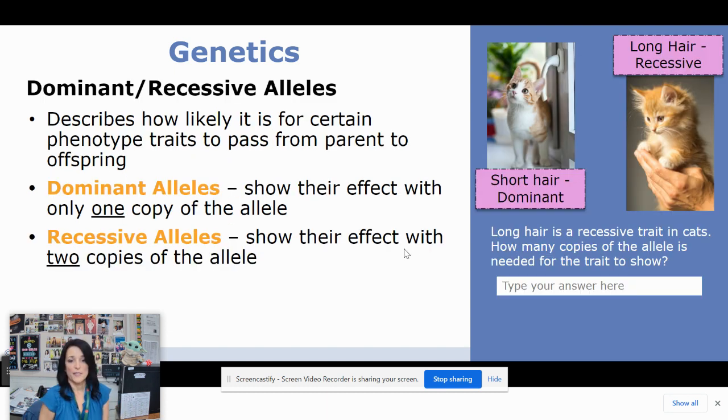There are dominant and recessive alleles, and the dominant show their effect with only one copy of the allele, whereas recessive alleles show their effect with two. So you have to have two lowercase letters to show the recessive, but you only need one uppercase letter to show the dominant. Long hair is a recessive trait in cats. How many copies of the allele is needed for the trait to show? Here is your hint. I'm circling it with my arrow.